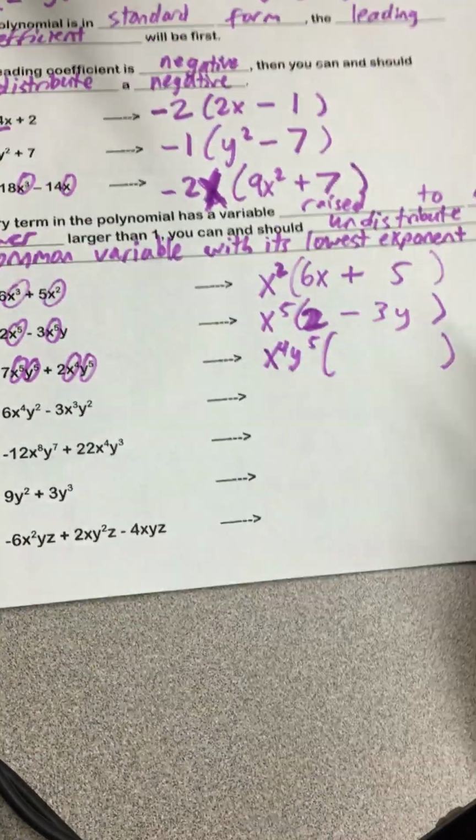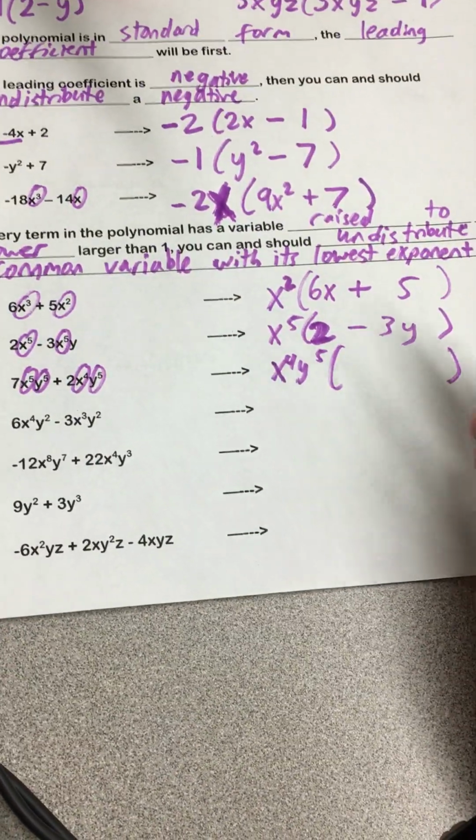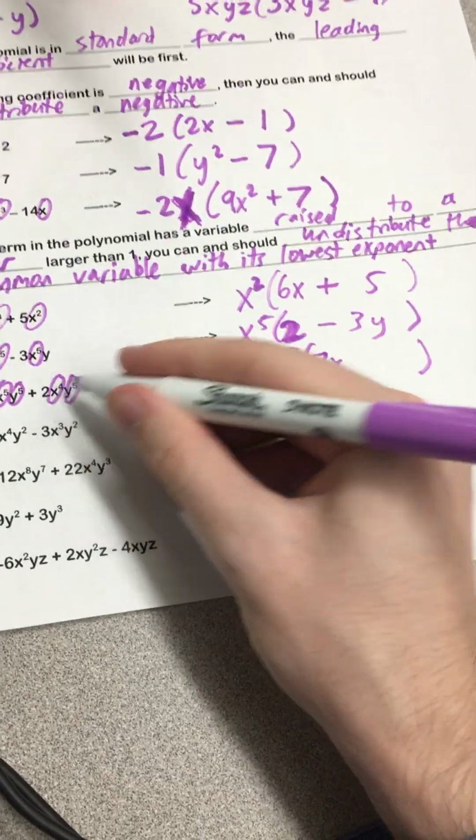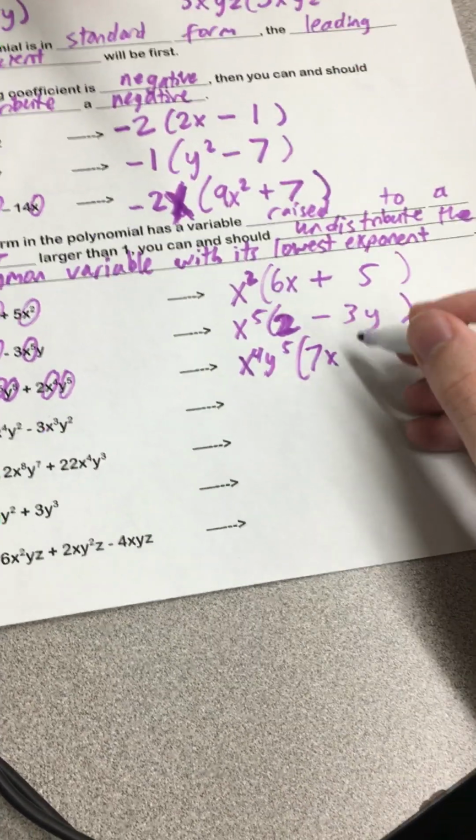So now 7x to the 5th, y to the 5th divided by x to the 4th, y to the 5th is going to be 7x, and 2x to the 4th, y to the 5th divided by x to the 4th, y to the 5th is going to be positive 2.